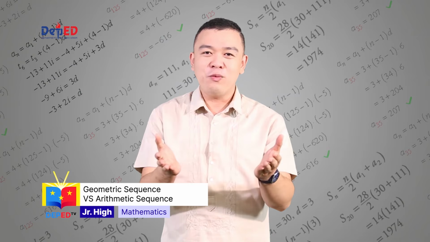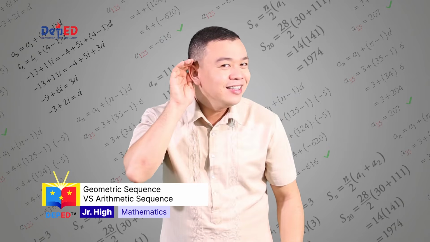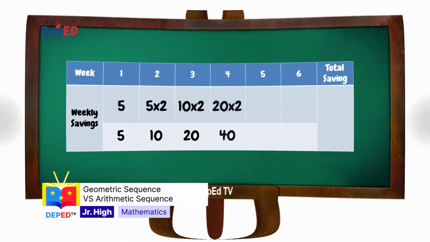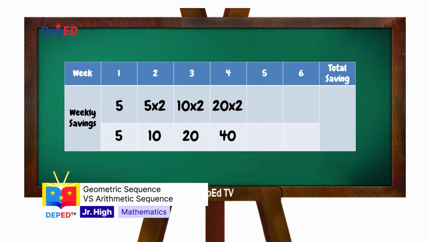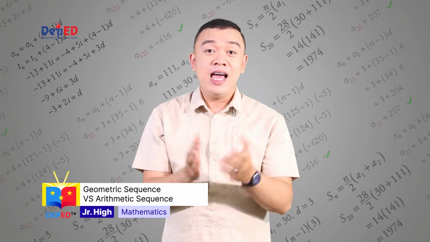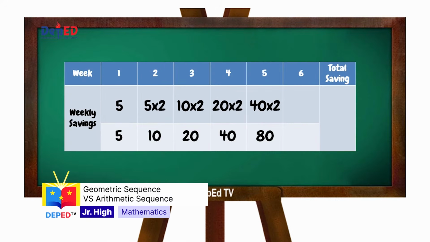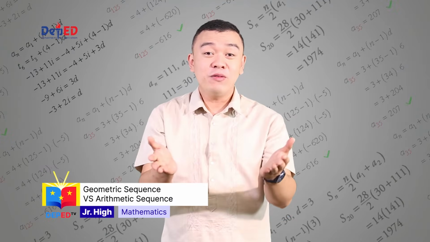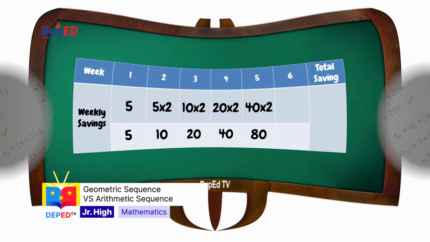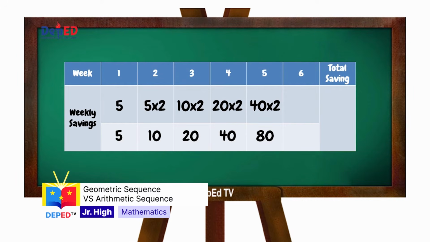How about on the fourth week? Yes, that's 20 times 2, which will give you 40 pesos for the fourth week. How about on the fifth week? Yes, that's 40 times 2, which will give you 80 pesos for the fifth week. How about on the sixth week? How much will you save?